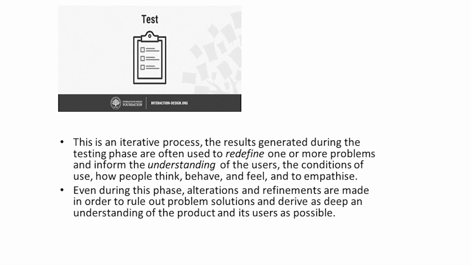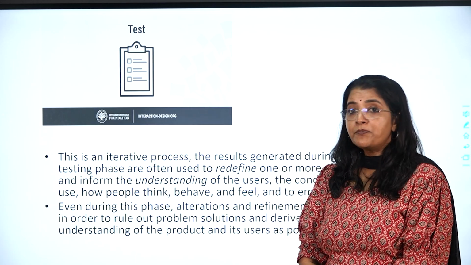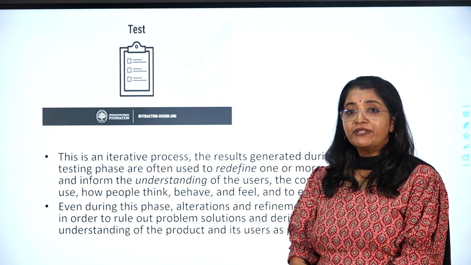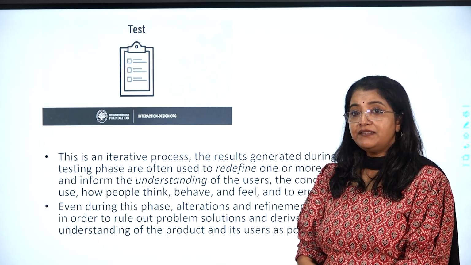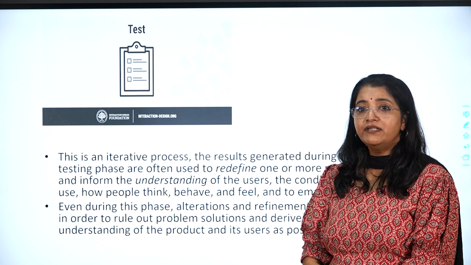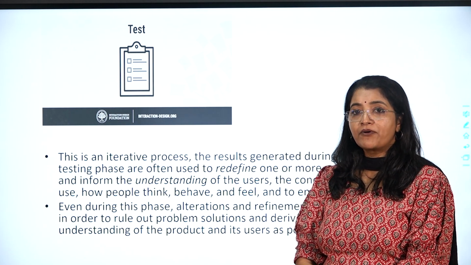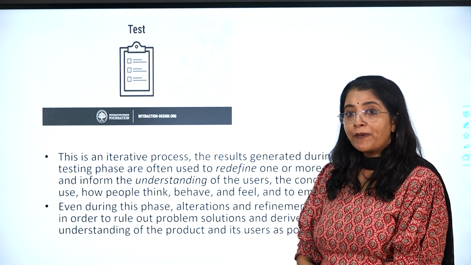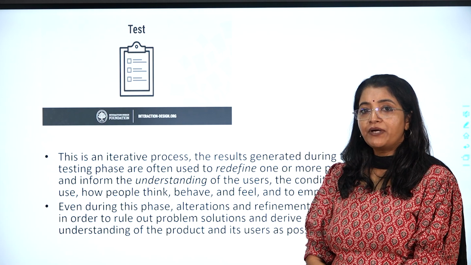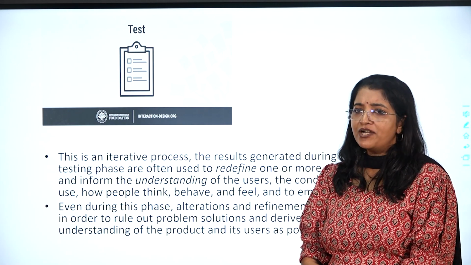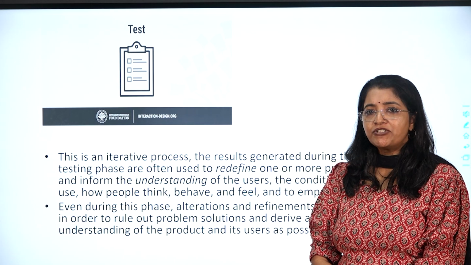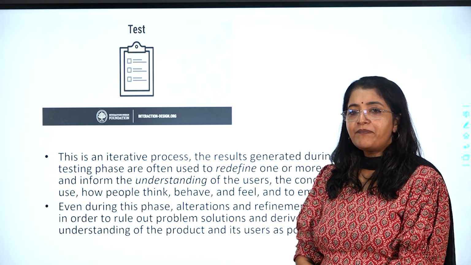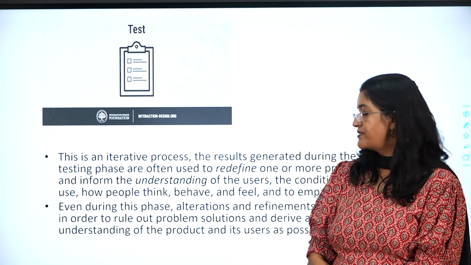So what is the next step? So this is the iterative process. The results generated during the testing phase are often used to redefine. So that is what we said. After prototyping, what you do is go for testing. So the results generated during the testing phase are often used to redefine one or more problems and inform the understanding of the users, the conditions of use, how people think, behave and feel, to empathize. And even during this phase, alterations and refinements are made in order to rule out the problem solutions and derive as deep an understanding of the product and its users as possible.